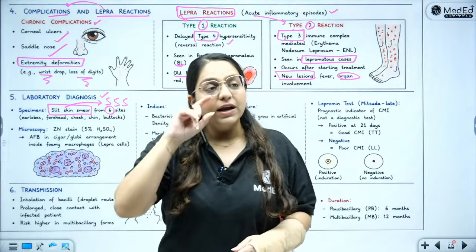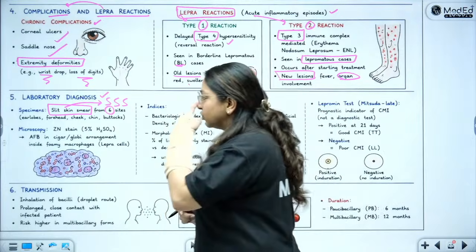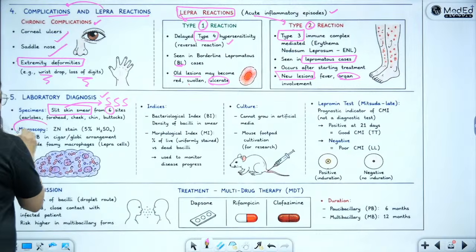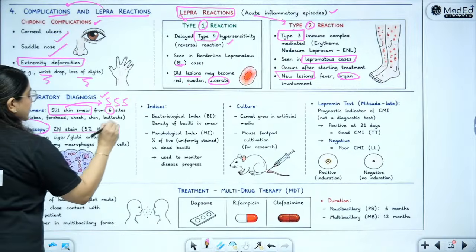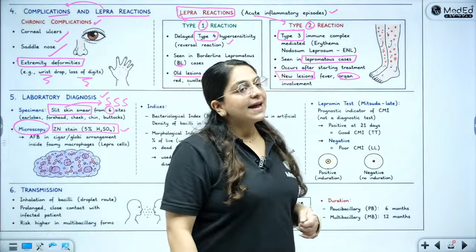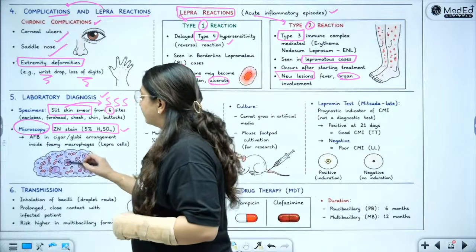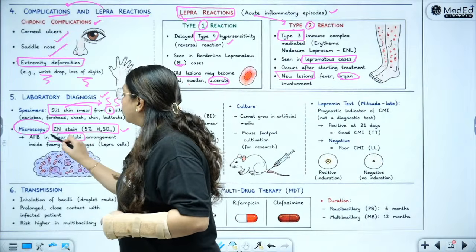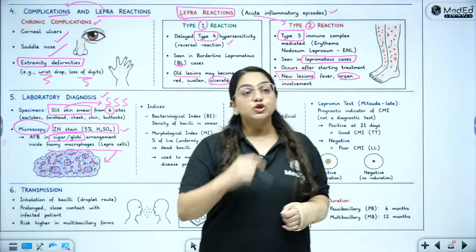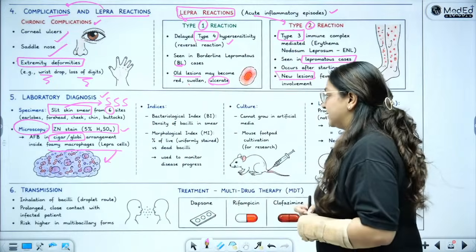Along with that, you can ask the person to blow their nose and send you the sample because it loves to live in the anterior nose. Then you will of course do the microscopy, for which you will use the 5% H2SO4 modification of the ZN stain, and you will see the acid-fast bacilli. What kind of acid-fast bacilli? You will see acid-fast bacilli which are cigar or globi arranged in the foamy macrophages, also called the lepra cell. So you will have one macrophage totally filled with the acid-fast bacilli.